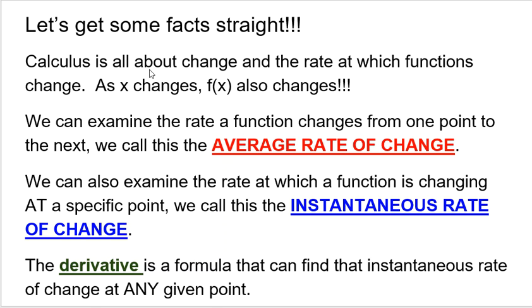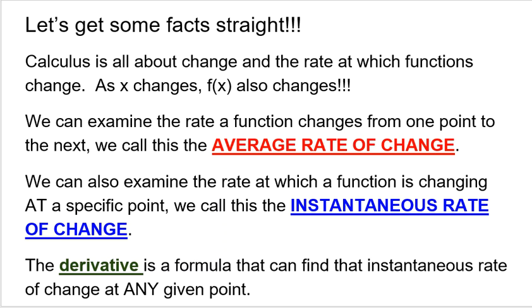So if we're looking at a specific point, remember that's the tangent line, and that is the instantaneous rate of change. And of course, the derivative is a formula that can find that instantaneous rate of change at any given point. This is awesome, right?